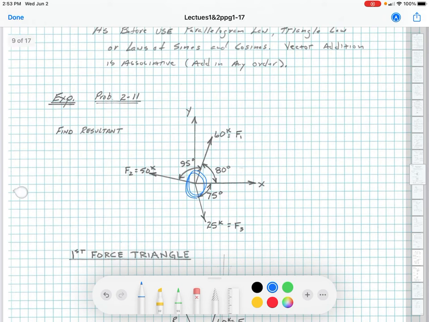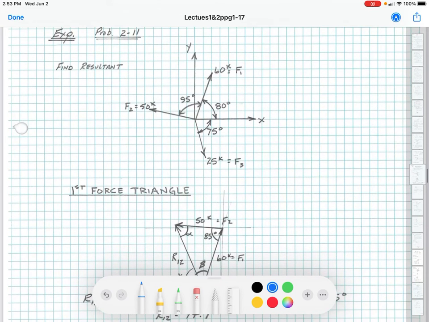Noticing, again, this point right here in the center, that all those forces go through the same point, so they are concurrent, and that's very important. This example of using parallelogram laws and triangle laws and laws of sines and laws of cosines are for these concurrent force systems. So we're looking at this example right here.